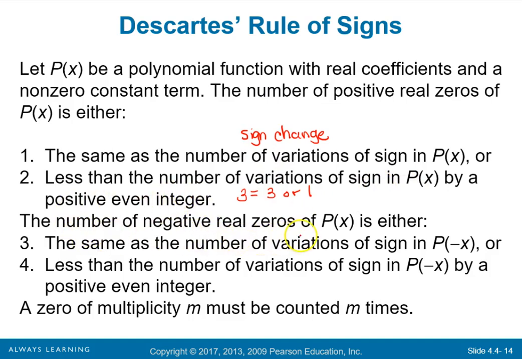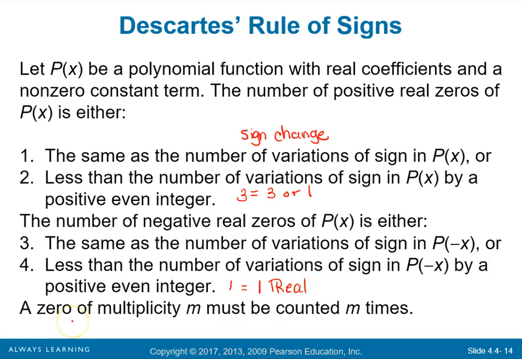The number of negative real zeros is going to be the same as the number of variations, again, our sign change, when we use the polynomial function p of negative x, or less than the number of variations by a positive even integer. So I want to point out here, if I have a 1, there's my one real solution. I don't have any way to get rid of that, right? That's my real solution.